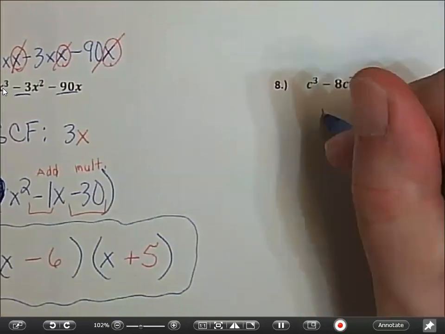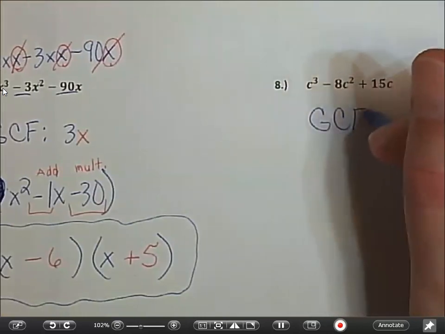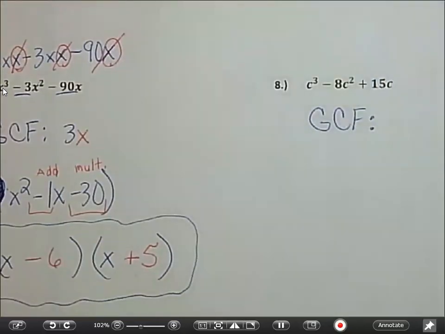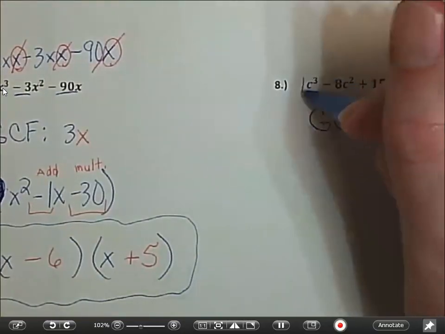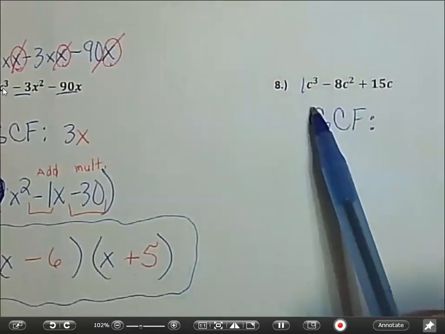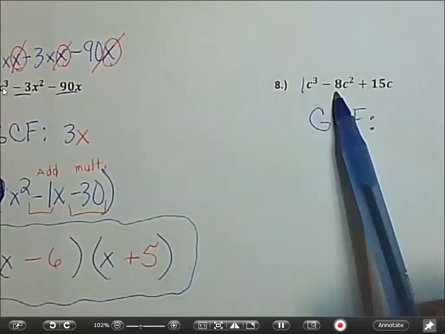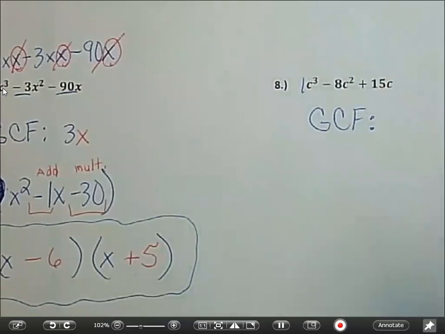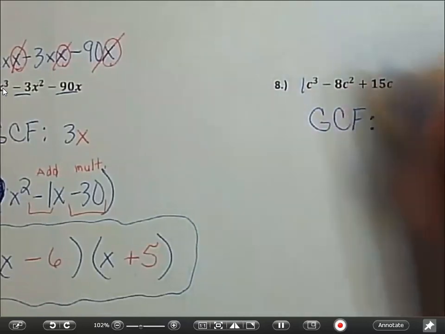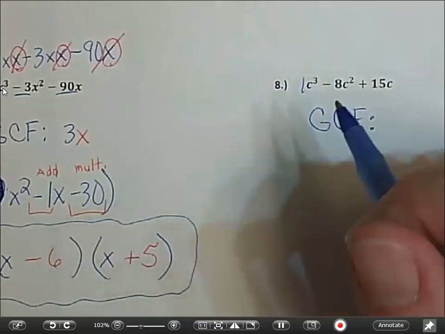You can put a 1 in front of it, but it doesn't really hurt or help you there. Maybe I will just for the heck of it. You need a number that goes into 1, 8, and 15. So you could say, okay, part of my GCF is 1, or you could just not worry about the numbers right now.